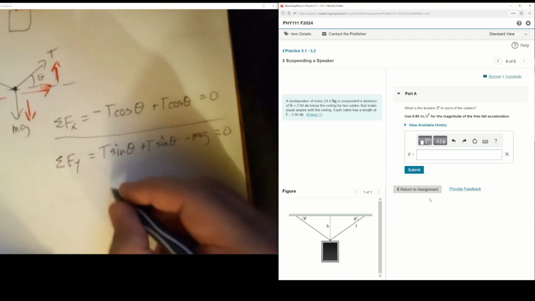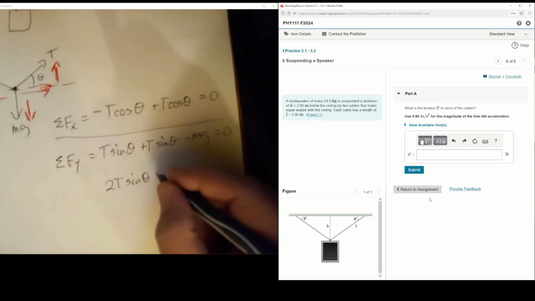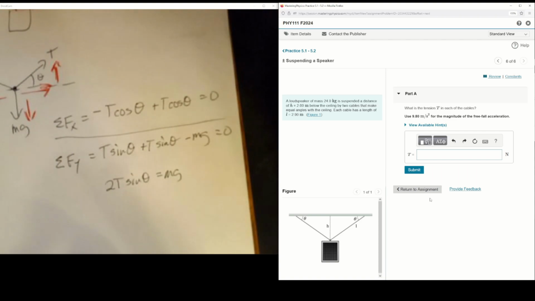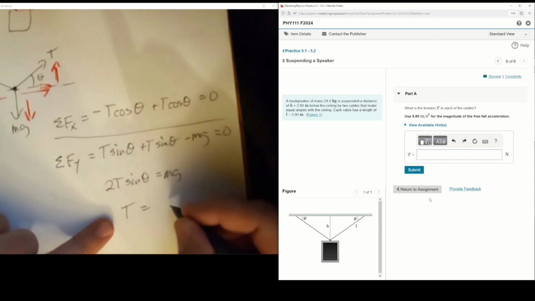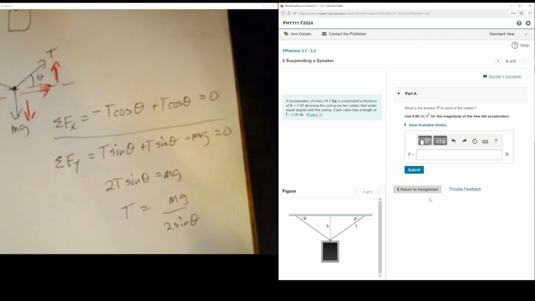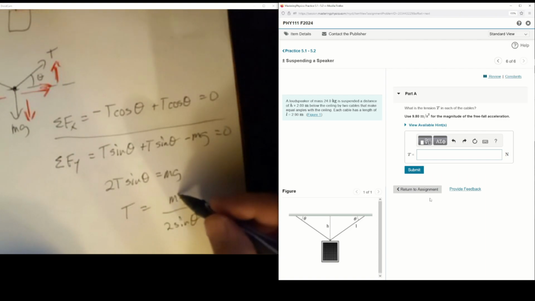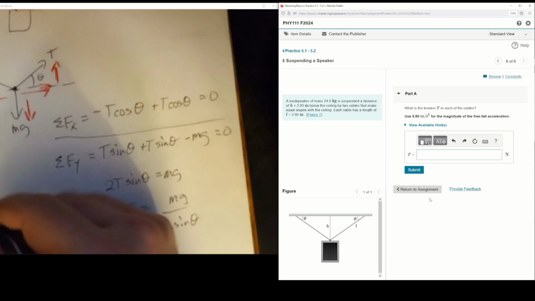These 2 are like terms, so we can add them together. And the minus mg, I'll just move to the right, make it positive, because we're trying to solve for tension. So I'm just going to solve for tension. Tension is mg over 2 sine theta. And let's see what information they give us. They do give us the mass. So we know the mass, g is 9.8. And the angle is what we need to figure out.